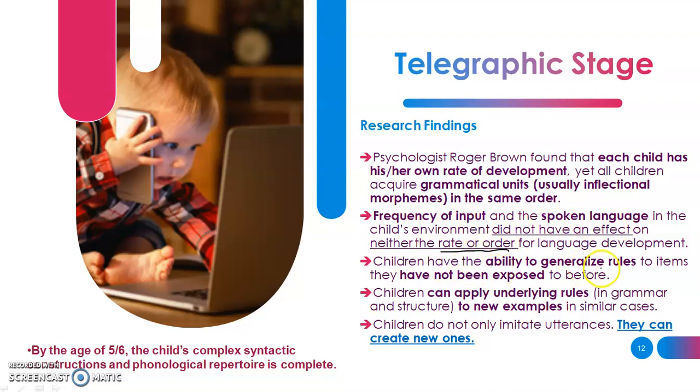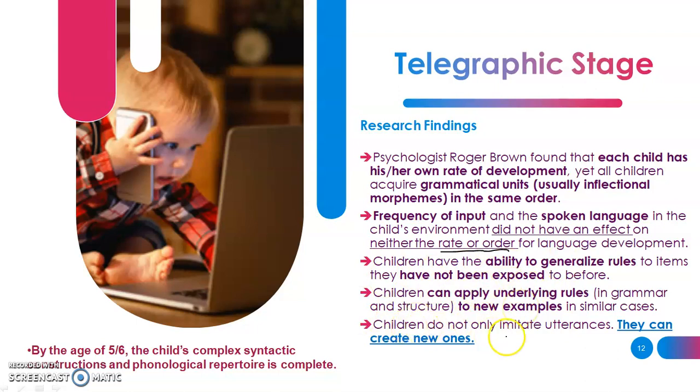Children have the ability to generalize rules that they have not been exposed to before. That is, they use one rule, let's say the simple past or the plural, and apply it to words that they haven't been exposed to yet. As a reminder, the wug test: one wug, two wugs, even though wug is not a word that they know. Children can apply underlying rules to new examples.